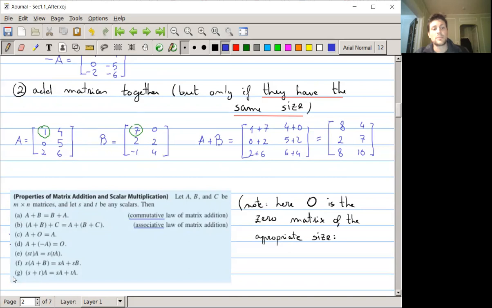The last three properties involve scalar multiplication. E just says that if I'm multiplying by a product, I can multiply by one scalar and then the other. F and G are distributive properties for multiplication by scalars. The scalar multiple of a sum is the sum of the scalar multiples, and scaling by a sum is the same as adding the two rescaled matrices.